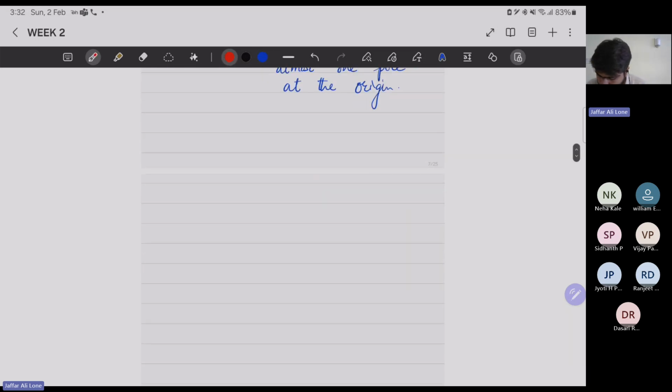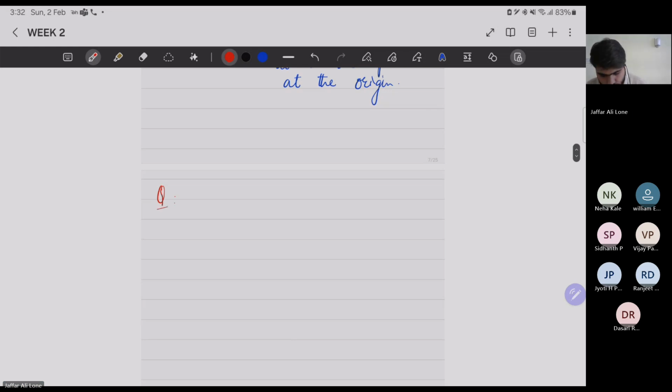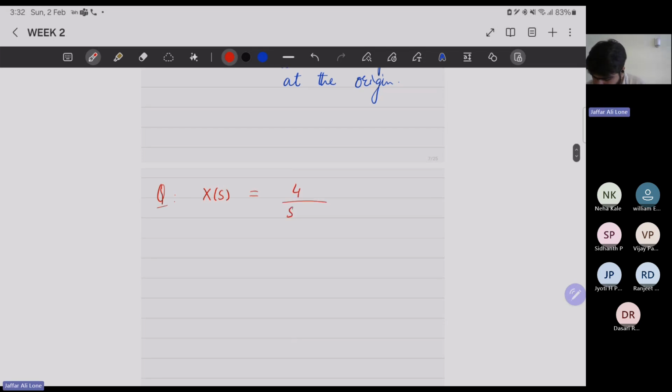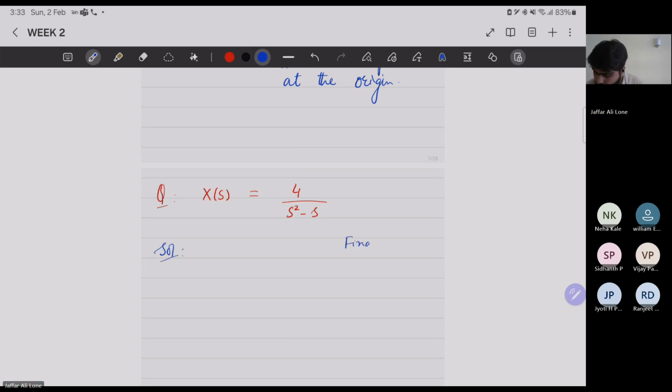So let's take questions now. Let's assume we have the Laplace transform of a function given as 4 divided by s square minus s, correct? And we are asked to find its final value.